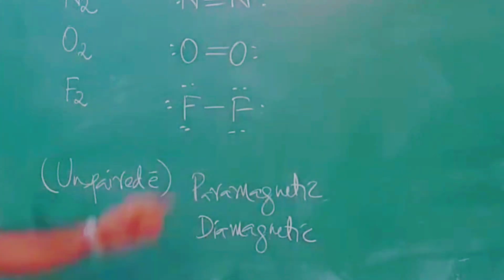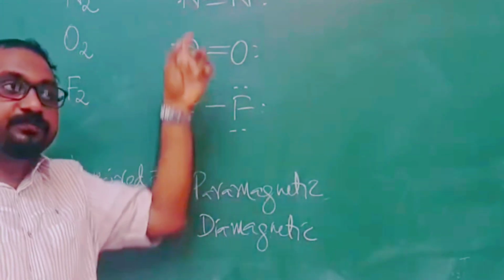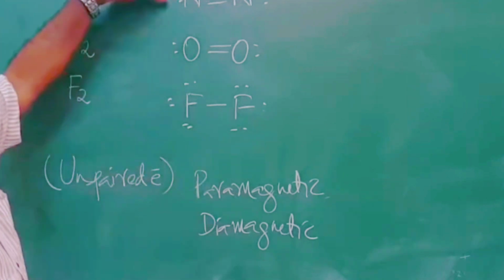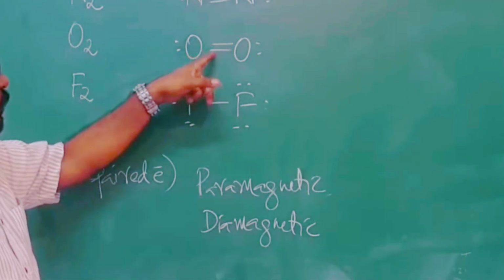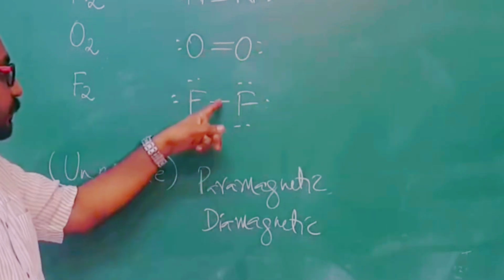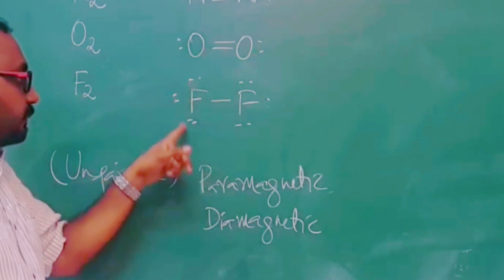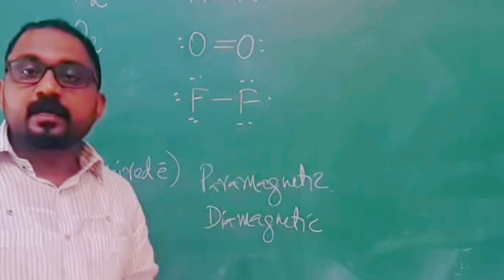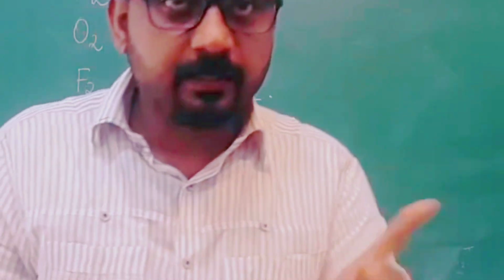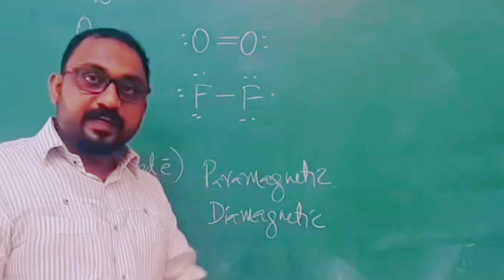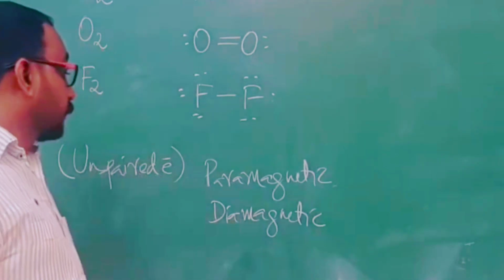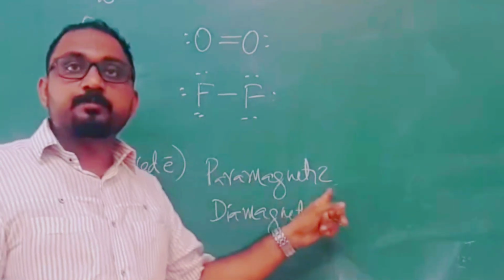So, here we have taken three molecules. If you look at nitrogen, you can see there are 3 bond pairs and 2 lone pairs. If you take oxygen, 2 bond pairs and 2 lone pairs. If you take fluorine, 1 bond pair and 3 plus 3, 6 lone pairs. And you cannot see any unpaired electron. When there is no unpaired electron, you can't expect the substance to be paramagnetic.